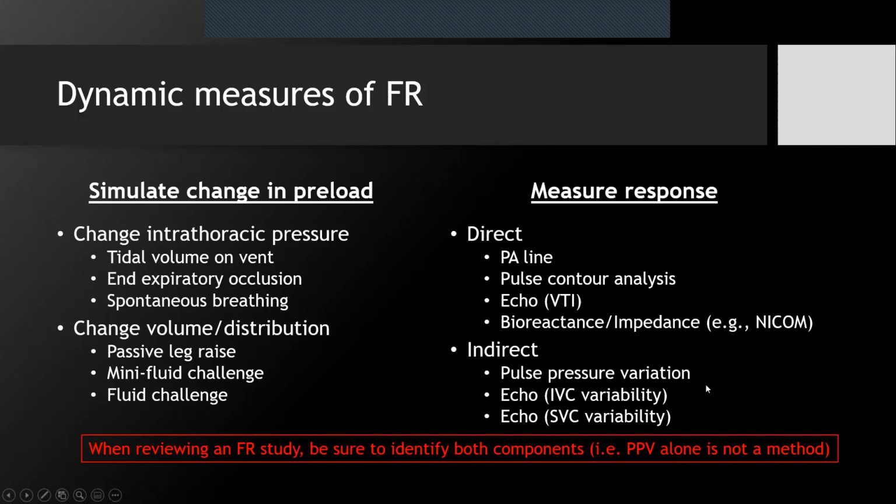But pulse pressure variation, as you can see, is half the story. Pulse pressure variation and what? Right? And so the answer is usually tidal volume on the vent, which has a lot of limitations. So we'll get to that.